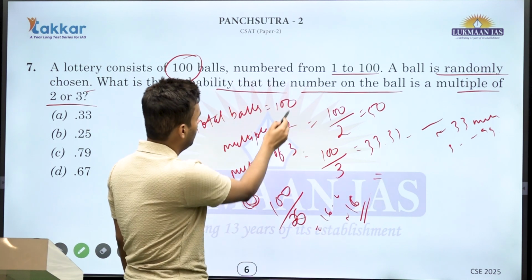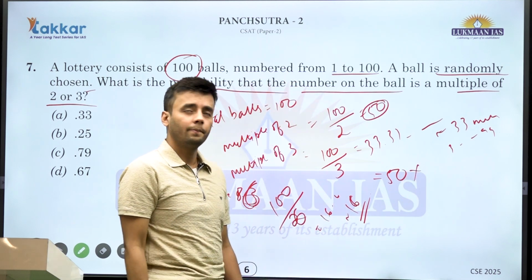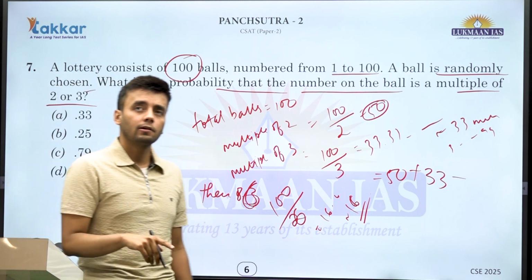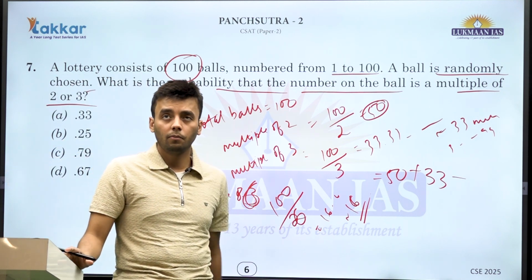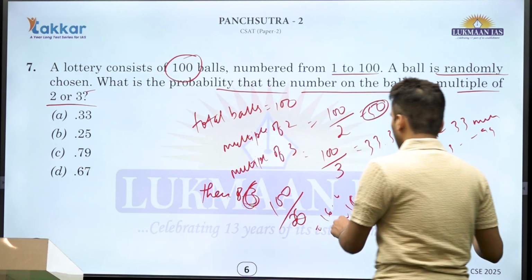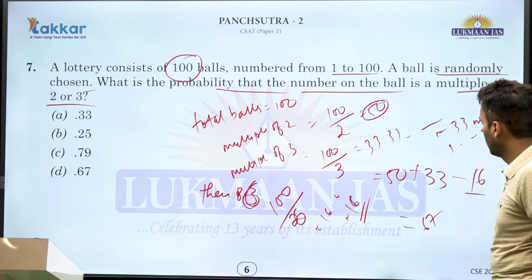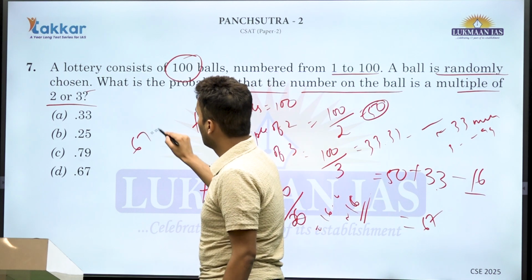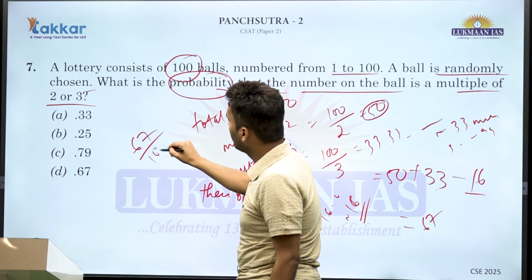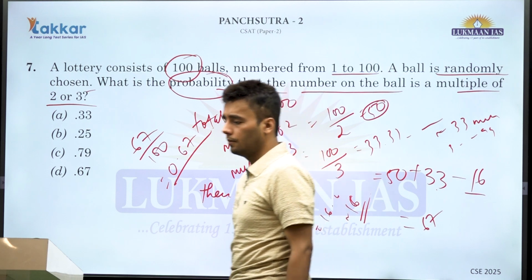Multiple of 2, how much did we get? 50. Multiple of 3, 33. And now we need to subtract the multiple of 6, because those will be counted twice. To avoid that repetition, we subtract the multiples of 6. How much? 83 minus 16, 67. So 67, but we need to find the probability, and the total number of balls given is 100. So the probability becomes 0.67. This is the right answer.